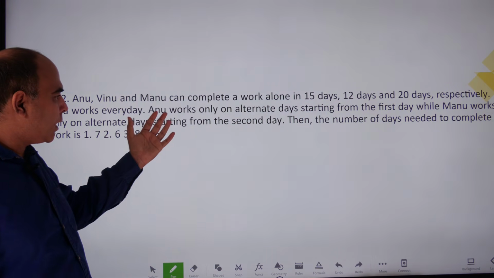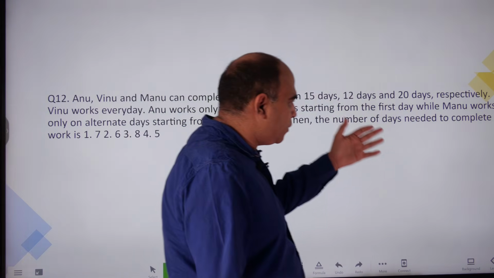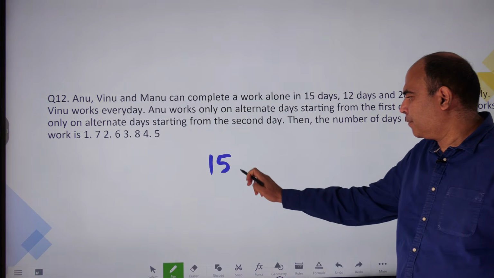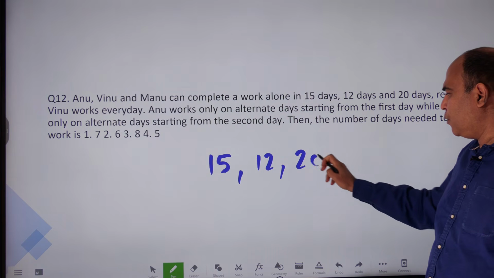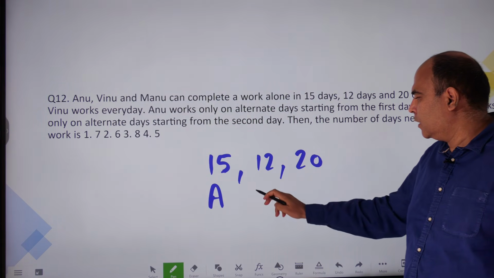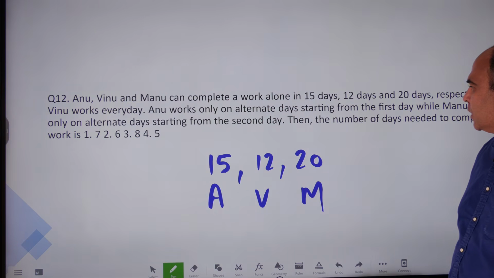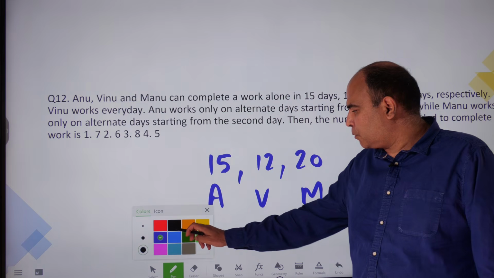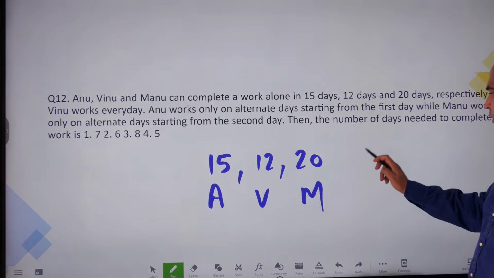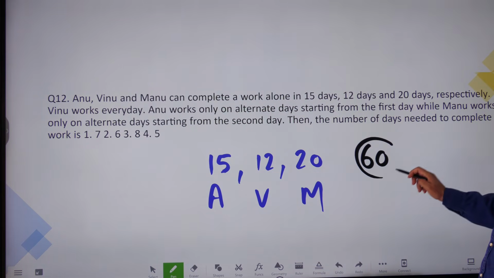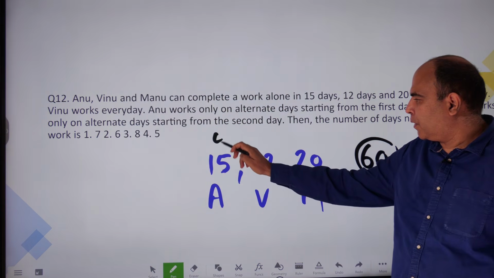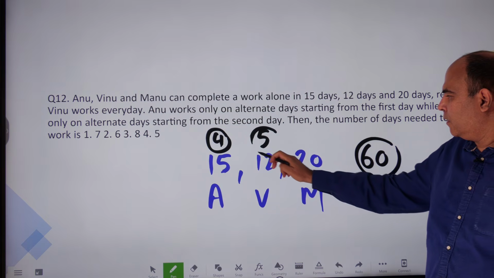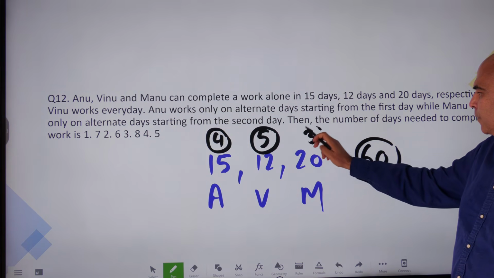Anu, Vinu and Manu can complete a piece of work in 15 days, 12 days and 20 days respectively. So 15, 12 and 20 is the number of days Anu, Vinu and Manu take to complete the work. As soon as you see this, the first reaction should be that I should take the work to be 60. And if I take the work to be 60, Anu's work is 4 per day, Vinu's work is 5 per day, and Manu's work is 3 units per day.